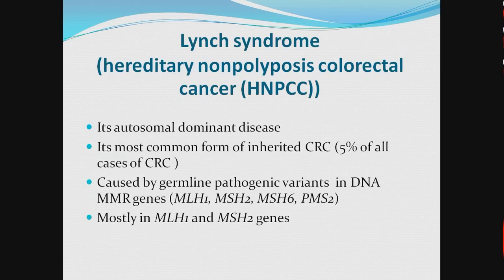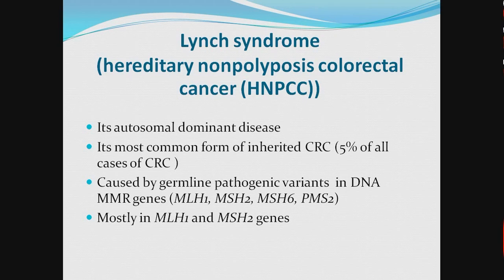Lynch syndrome, or hereditary non-polyposis colorectal cancer, HNPCC. This is the second type of hereditary CRC, which is also an autosomal dominant disease. It is the most common form of inherited CRC, accounting for approximately 5% of all cases of CRC. نسبة عادة تصل إلى 5% من كل حالات CRC.